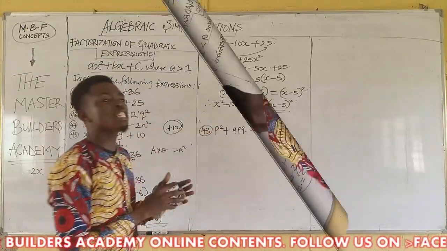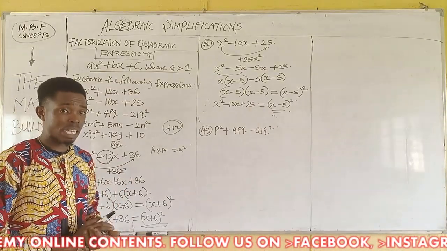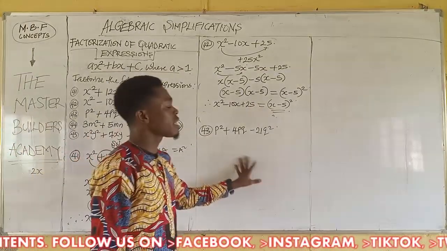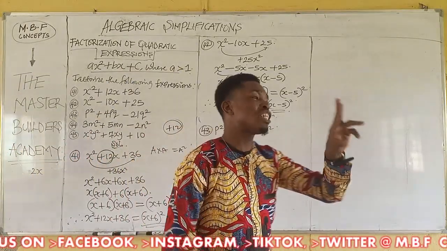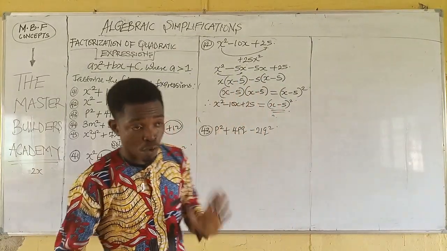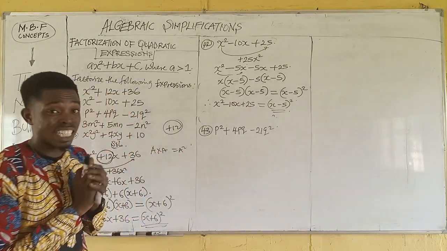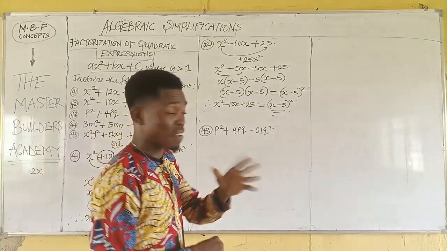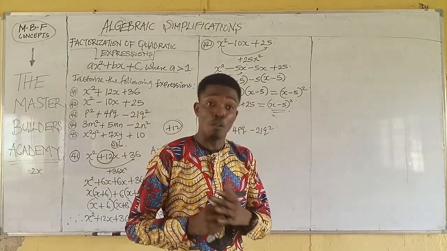Now, guys, let's look at something that will happen here. In this case, this is the first time where we are having two variables, or two alphabetical letters, in one function under factorization of quadratic expressions. Since we have been solving, this is the first question of its kind, right?